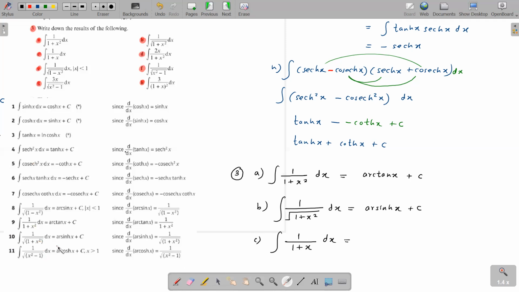No, then which rule? What rule are we using? Integration of 1 over 1 plus x. What's the rule that we need to use? We don't have 1 over 1 plus x here. Then what do we do?